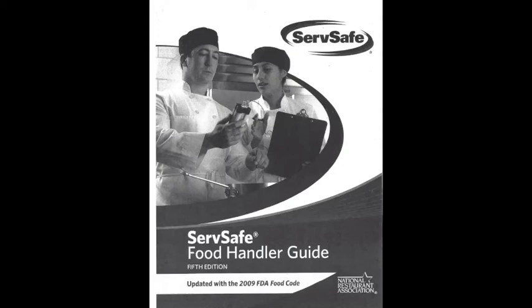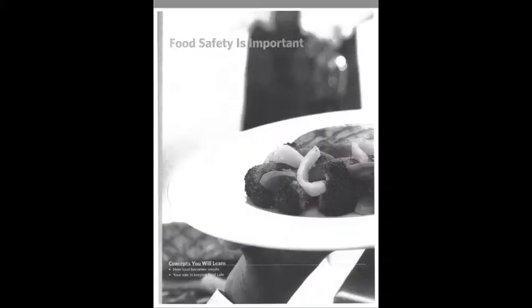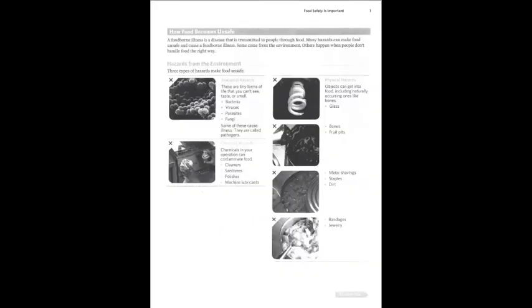This is the ServSafe Food Handler Safety Training. Food safety is important. Concepts you will learn: how food becomes unsafe, your role in keeping food safe. How food becomes unsafe.